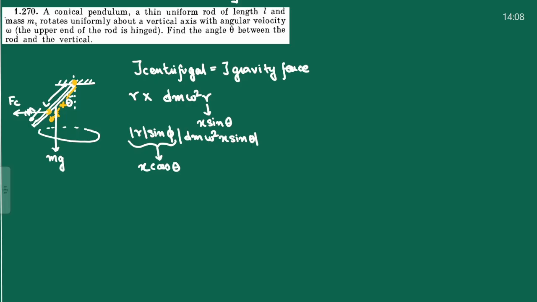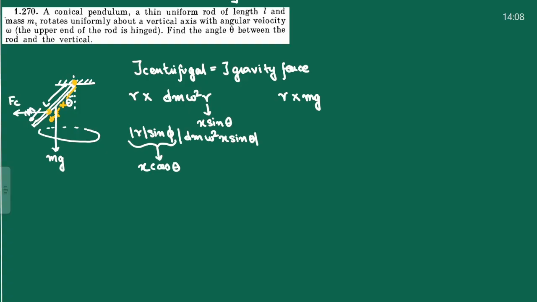Understood this much? Similarly, for gravity, the force is nothing but r cross mg, but the gravity force is in this direction. So it is r sine theta into mg. The value of r sine phi would be nothing but this much length, isn't it? And this much length is nothing but L by 2. See, gravity force always acts from the center of mass, and the center of mass is at L by 2. And L by 2 into sine theta is nothing but this much distance.